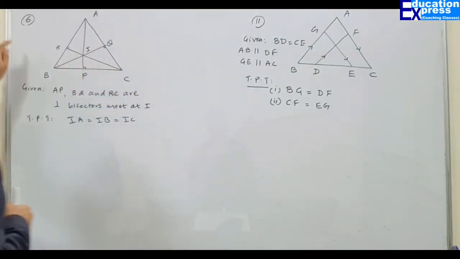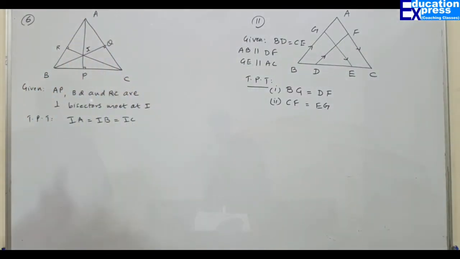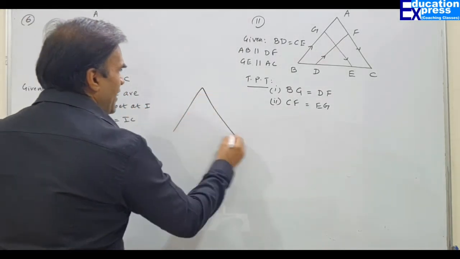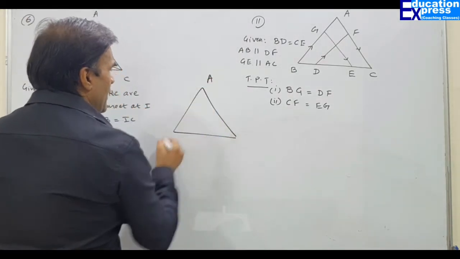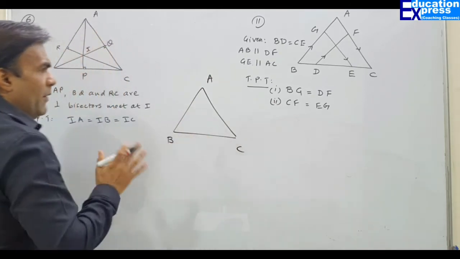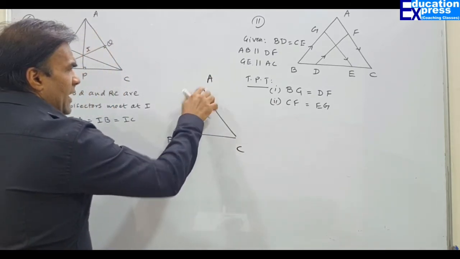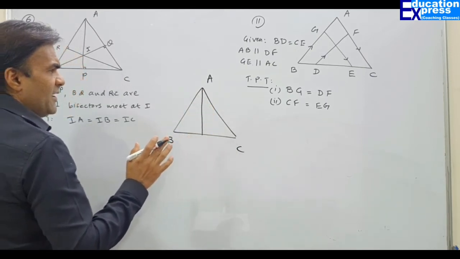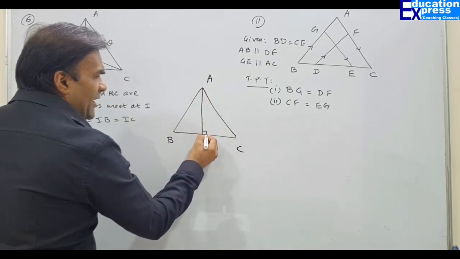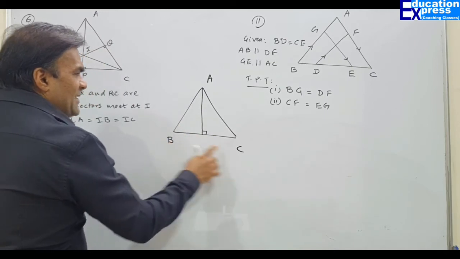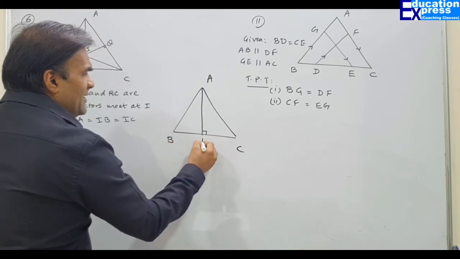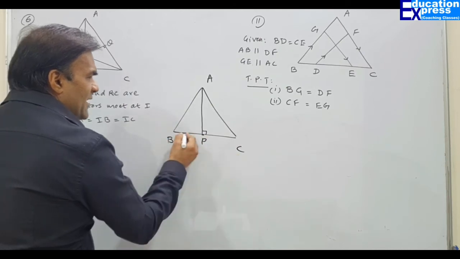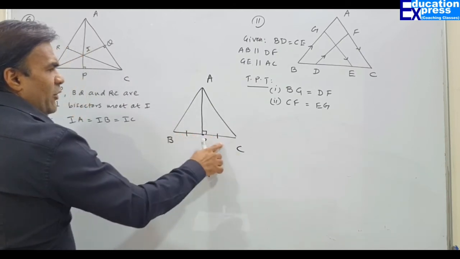So guys, look at question number 6. In question number 6, it is given that triangle ABC. Perpendicular bisector from A. What do you mean by perpendicular bisector? Sir, it will be 90 degrees and it will bisect BC. That means point P will divide BC into equal parts. So these are going to be the same.